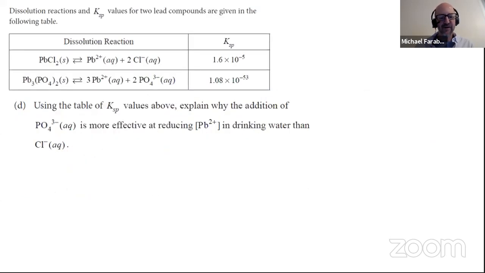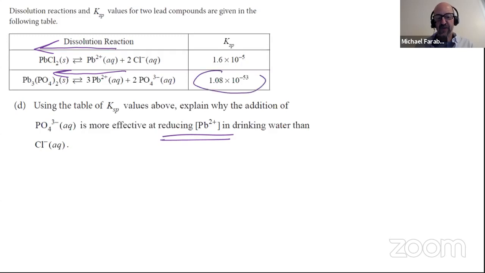All right, moving on to part D. Using the table of KSP values above, explain why the addition of phosphate is more effective at reducing lead concentrations in drinking water than chloride. Now, what does that mean? Reducing lead concentrations. Well, that means decreasing the concentration of lead, which would be a shift toward the left, toward the solid.